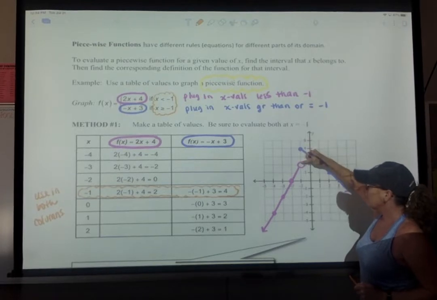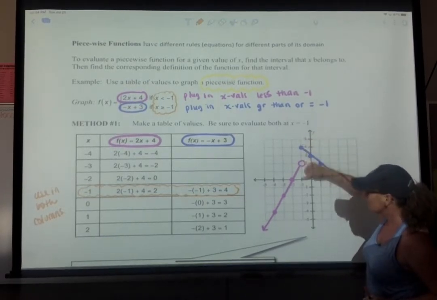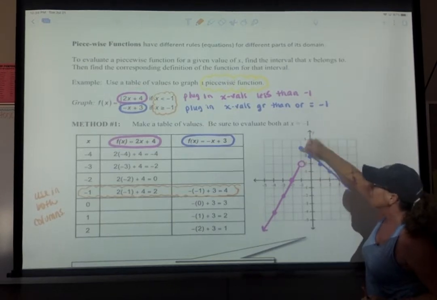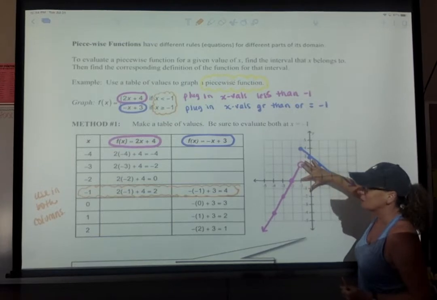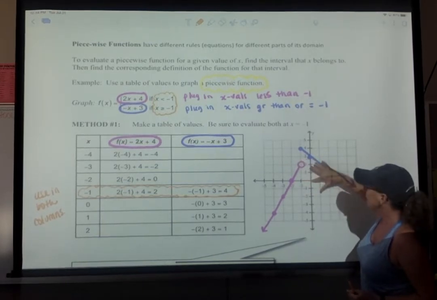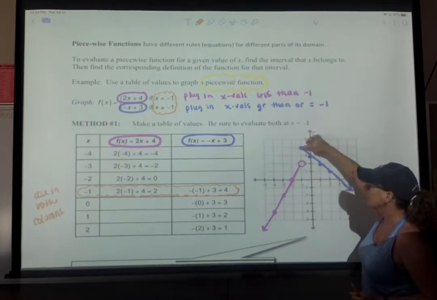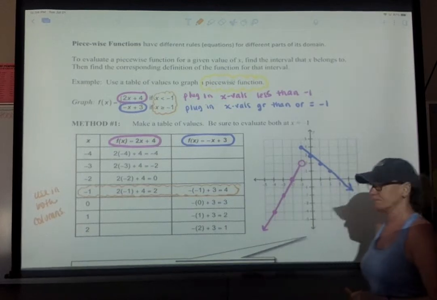and I'm going to make the pink one open at the x value point of negative 1. The pink one had a point of negative 1, comma 2. The blue one had a point of negative 1, comma 4. This is the one that I want to keep filled in. This one's going to be open.